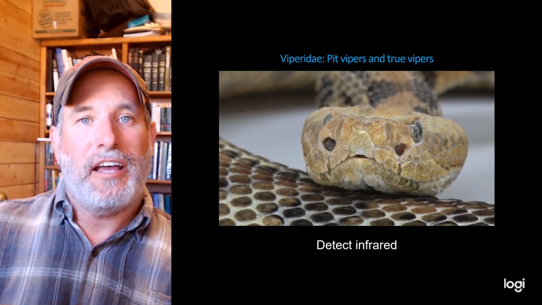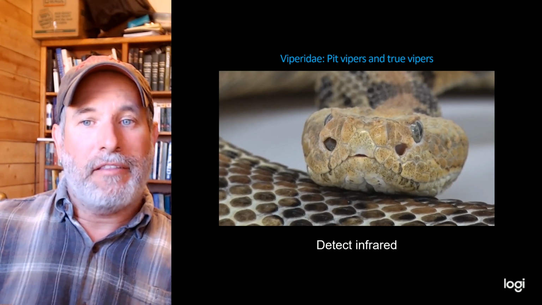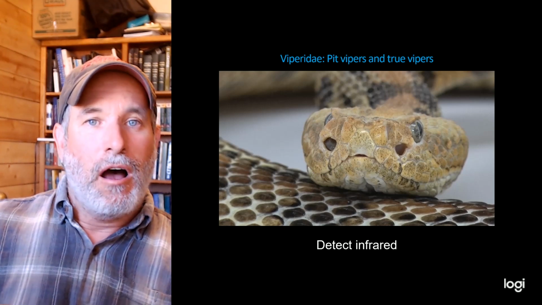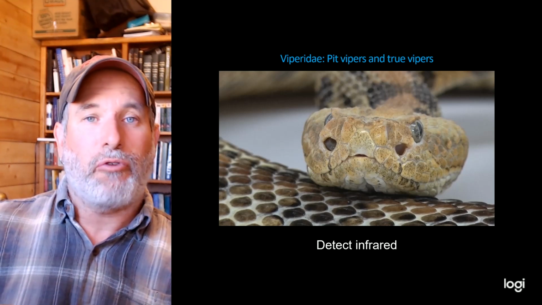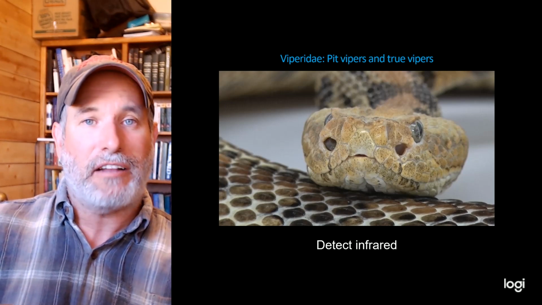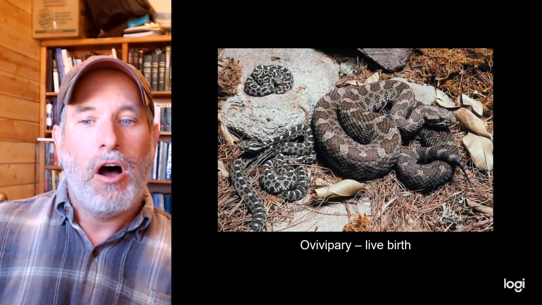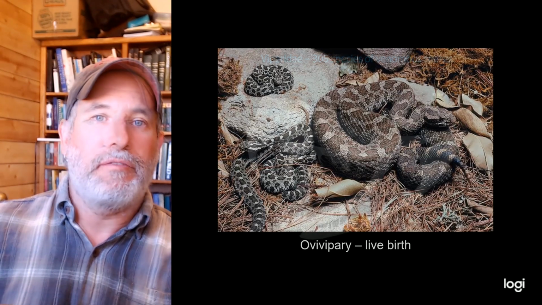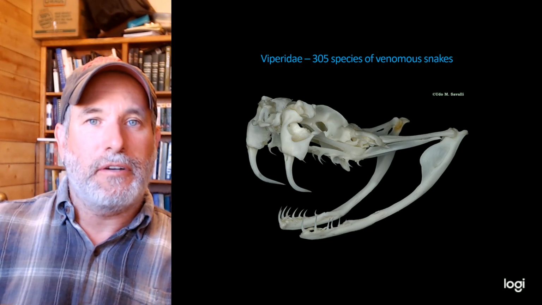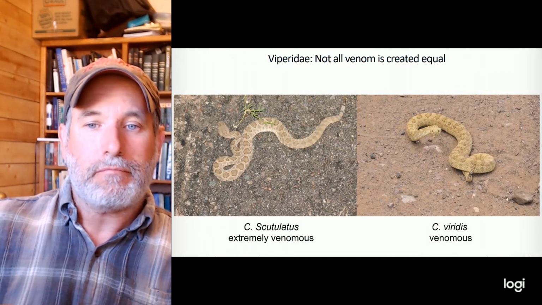These animals can detect infrared, and they can detect as much as 0.3 degrees difference from their surroundings. They are incredibly sensitive to changes in temperature, and this allows them to track down their prey. Rattlesnakes also give birth to live young. And of course, these snakes have highly modified skulls for injecting venom.